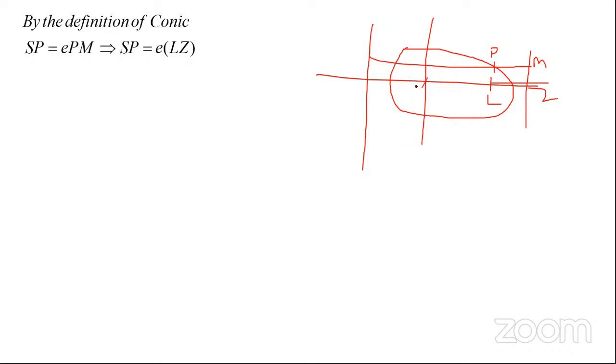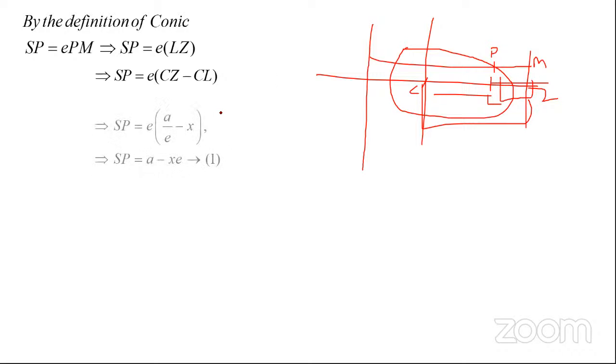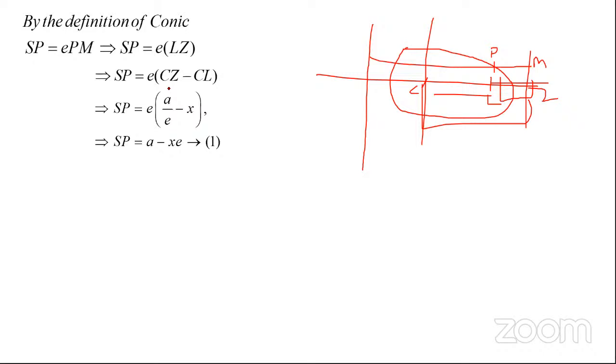This is the center C. So then we can write SP = e(CZ − CL). I'm taking this total value minus this value, then I will get the LZ value. This is CZ minus CL. The CZ value we proved earlier, that is the directrix equation, so it is a/e. The CL value is nothing but x, since we are taking (x, y) as any point on the ellipse. So SP = e(a/e − x). Then multiplying with e, you will get a − xe.